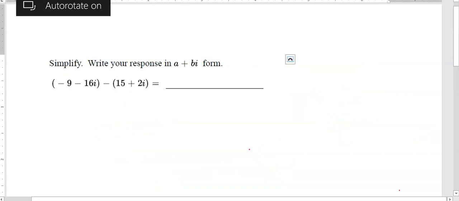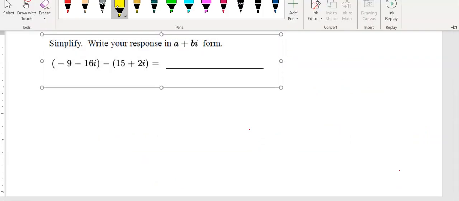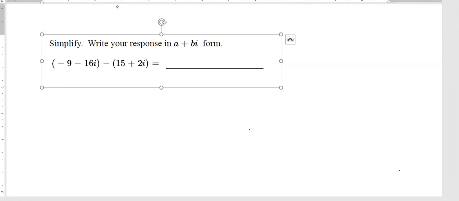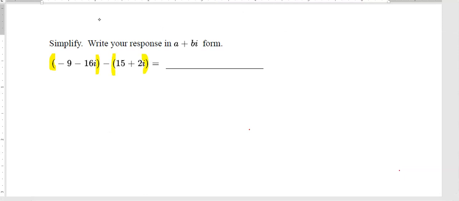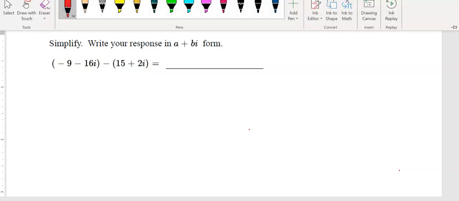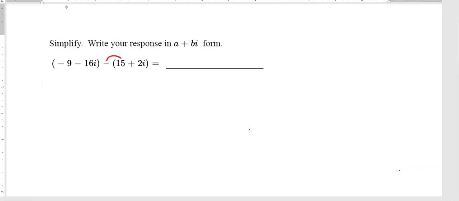Our next problem asks us to simplify this. Now, warning, the biggest mistake I see people make on these problems is they see these parentheses, right? And they think, oh, multiplication. This is not multiplication. In the middle here is a minus sign. This is subtraction. Okay? So we're going to treat it exactly the same way as if these were i's or x's. So in that case, I would want to make sure I distribute the minus. So this will become minus 15 minus 2i.